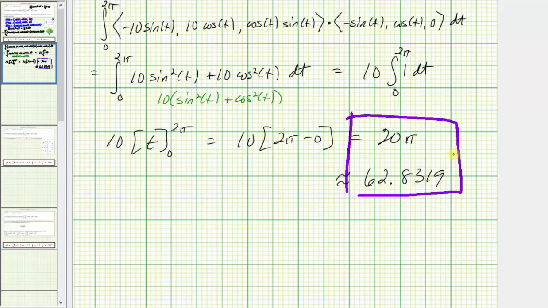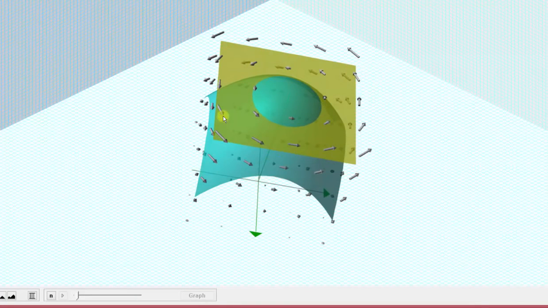So going back to our graph just for a moment, this value represents the net rotation along the surface S, which is the part of the paraboloid above this yellow plane, which is equal to the net rotation along the curve C, which is where the yellow plane intersects the paraboloid, this circle here.